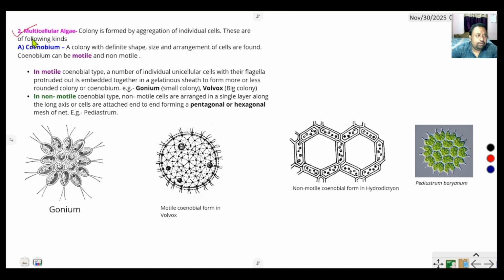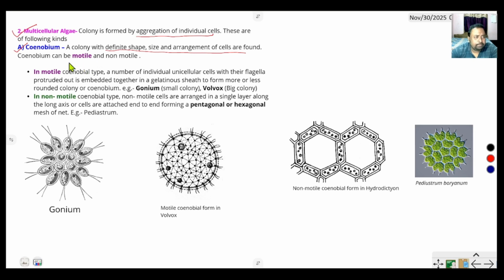Number 2 is multicellular algae. Multicellular algae means when many unicellular algae are combined to form a colony. It is an aggregation of individual cells. This multicellular algae is first divided into the coenobium type. Coenobium means a colony with definite shape and size. When algae of definite shape and size are arranged, that is called a coenobium.